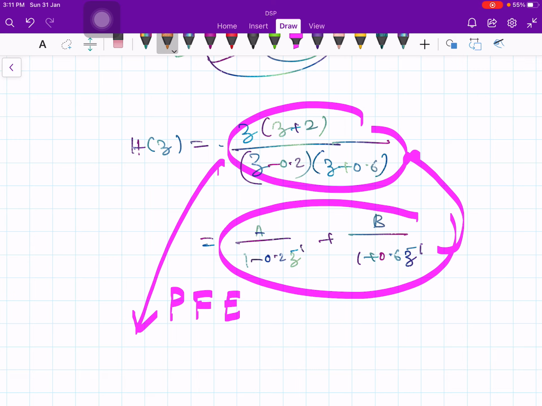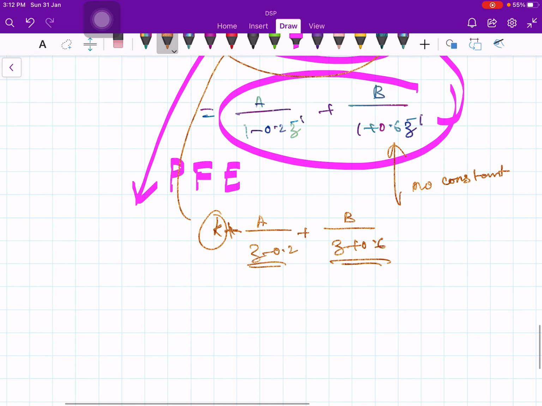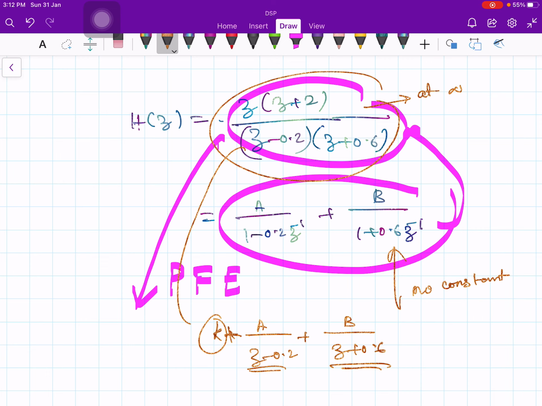So there will be some constant k plus a divided by z minus 0.2 plus b divided by z plus 0.6, like that. But in this, no constant term. Why is it so? If you straight away use this expression, then you will get a constant plus a divided by this term plus b divided by this term. Because at infinity there will be a constant in this expression.